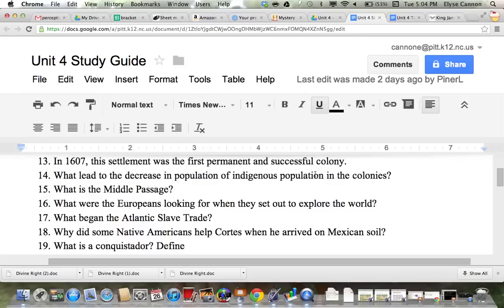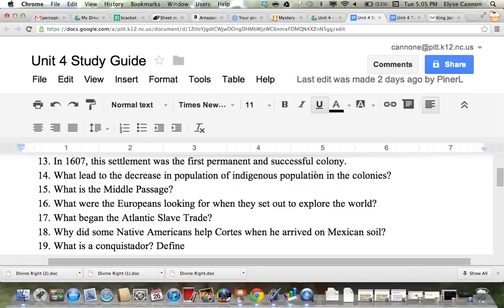What is Middle Passage? Middle Passage is the voyage of slaves from Africa to the Americas, and it lasts from about 3 to 6 weeks. Remember we talked about how they're shackled to each other, chained to each other, and that they ride on the bottom of the ship, and there are thousands of them.